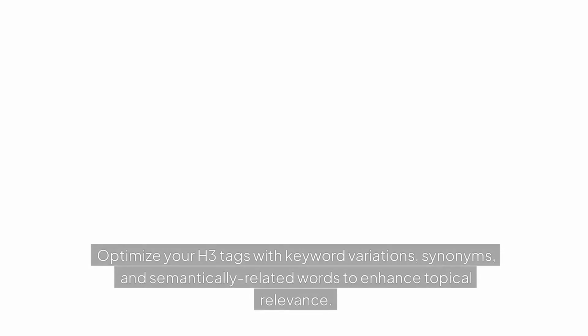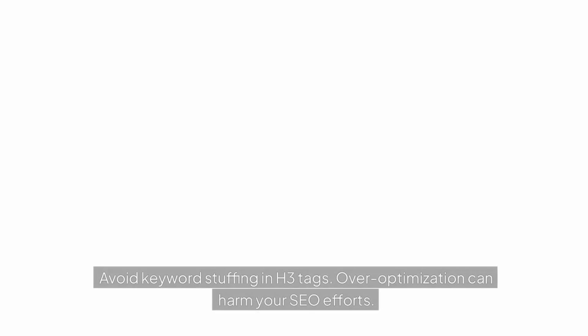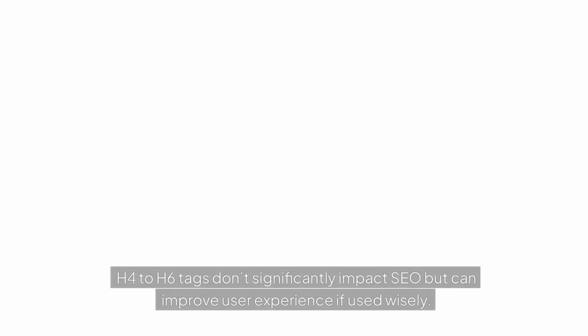Optimize your H3 tags with keyword variations, synonyms, and semantically related words to enhance topical relevance. Avoid keyword stuffing in H3 tags. Over-optimization can harm your SEO efforts. H4 to H6 tags don't significantly impact SEO, but can improve user experience if used wisely.